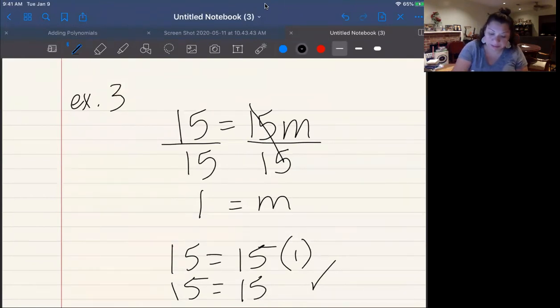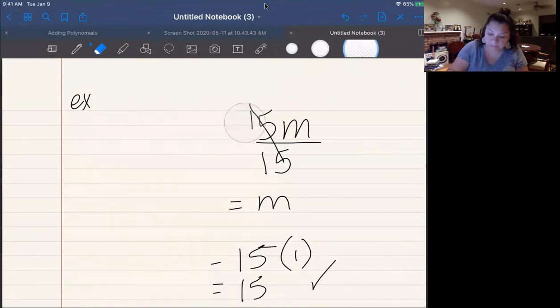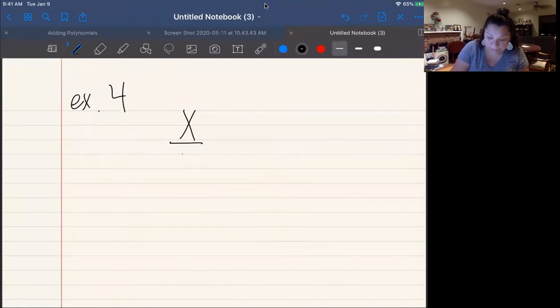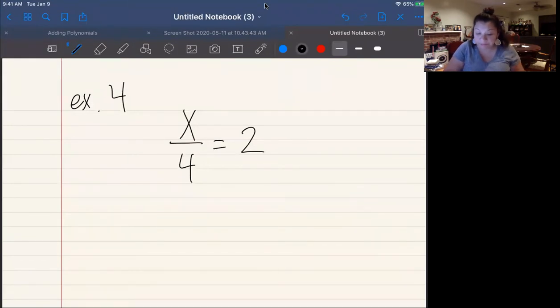All right, let's do another one. Here's another one. X divided by 4 equals 2. Man, that looks really complicated, but it's not. Remember, one-step equations. We're using one step to solve these equations. So what are we going to do?